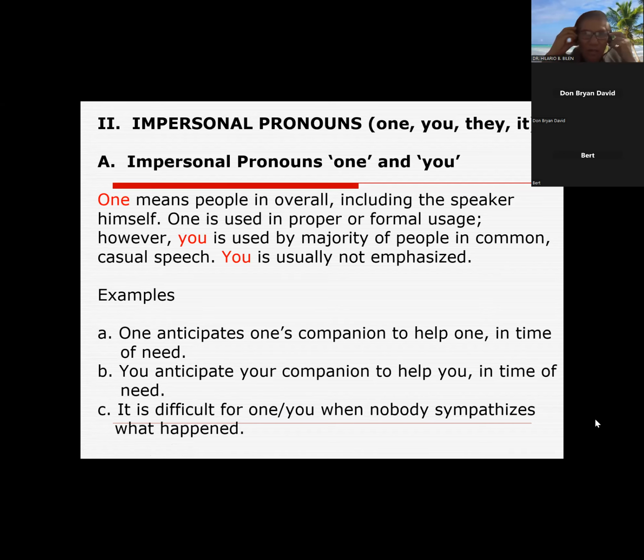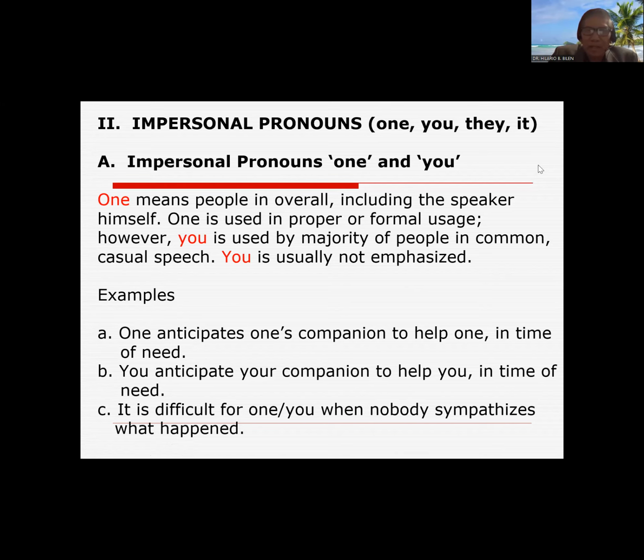Okay, we will continue our lesson this evening. We will continue our lecture about the structure of English, and we will continue under the personal pronouns. We have the impersonal pronouns. Okay, impersonal pronouns. The example, we have the one and you. So again, we will be reading again.